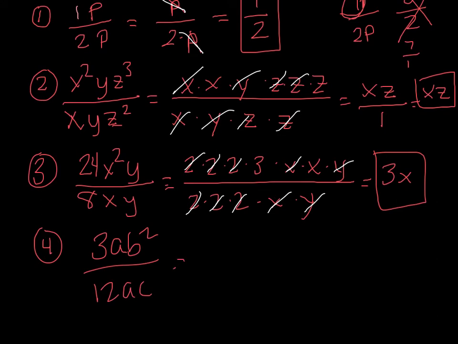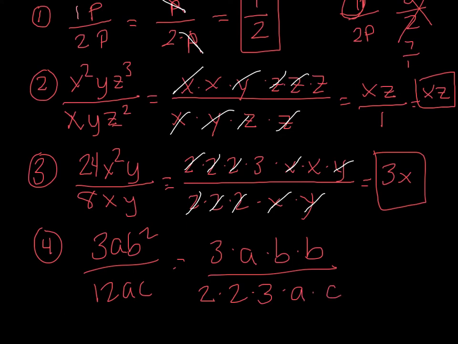So what I'm going to get is 3 times a times b times b, all over 12. Let's see, 2 times 2 is 4, and 4 times 3 gets me to 12, times a times c. Okay, let's go through and cross off what we can. Cross off a 3, cross off a 3. Cross off an a, cross off an a. So on the numerator, I'm left with b times b. On the denominator, I'm left with 2 times c.